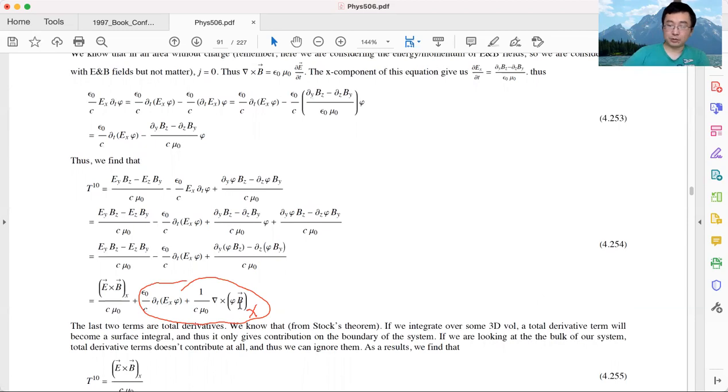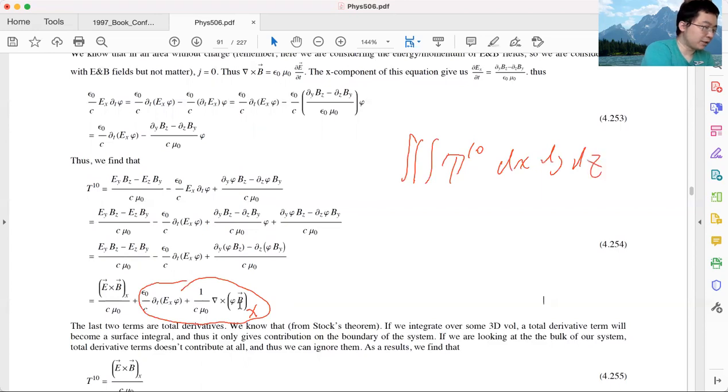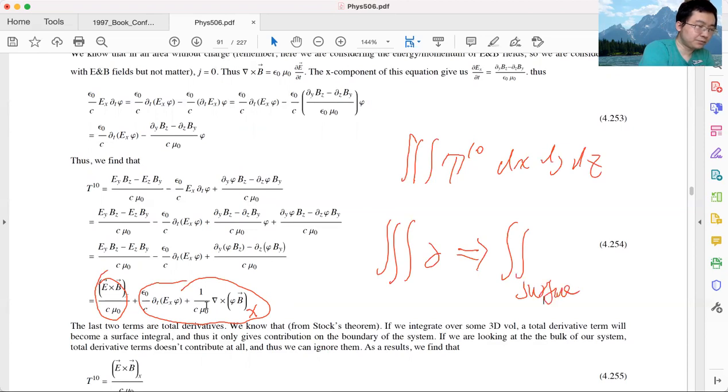And for total derivative terms, according to Stokes' theorem, when we try to do a spatial integral of T10, dx dy dz, the first term survives, the E cross B term survives. But the last 2 terms are integrals of total derivatives. And for integrals of derivatives, we know from Stokes' theorem that this is actually a surface integral. So these last 2 terms only contribute to a surface integral. In other words, they are surface terms. They don't give any contribution in the bulk of the system.